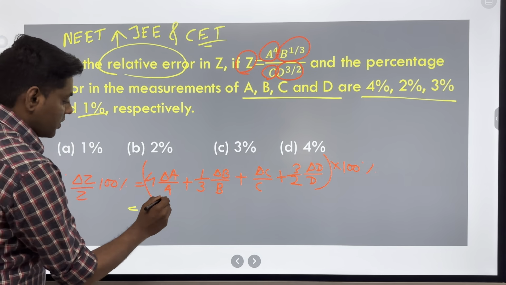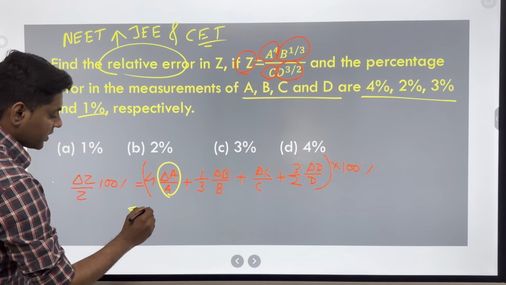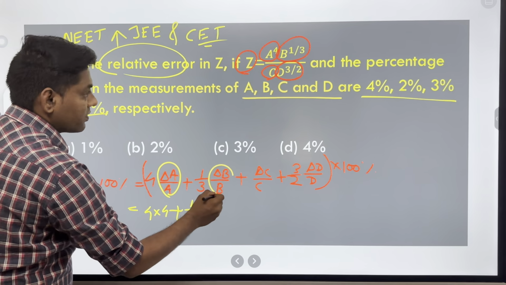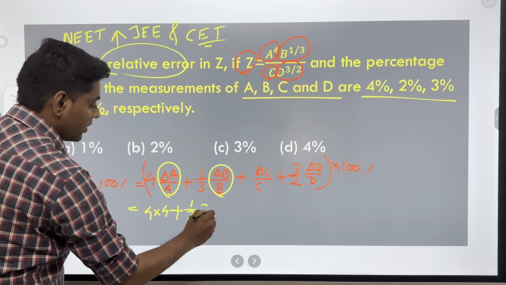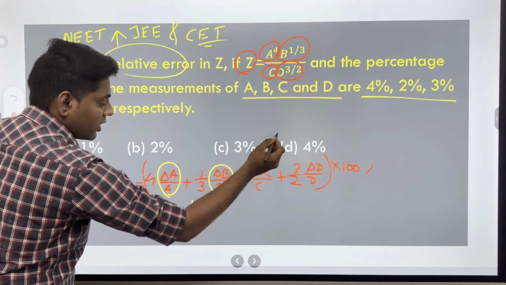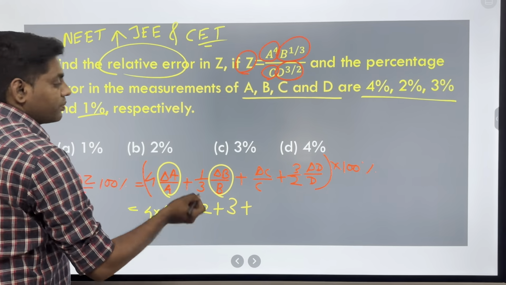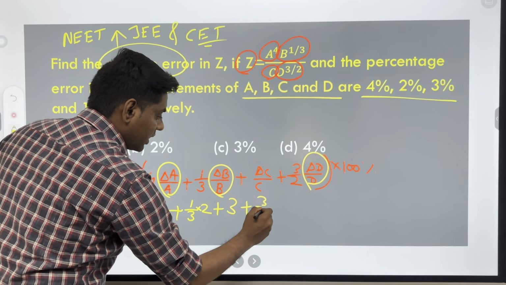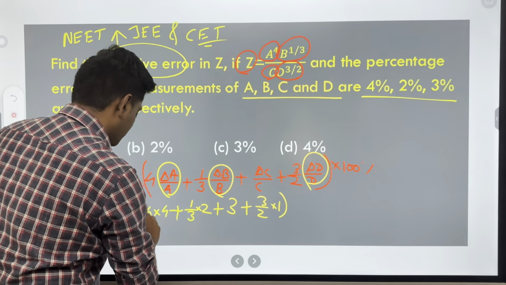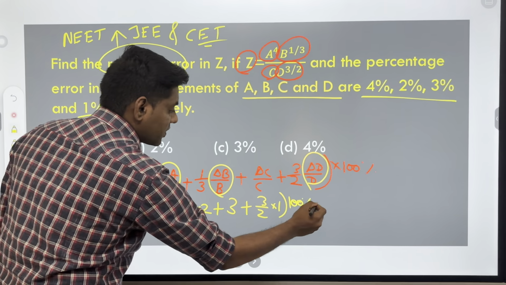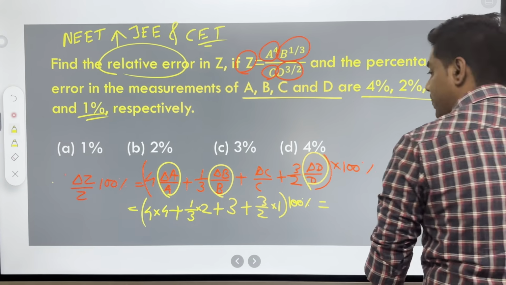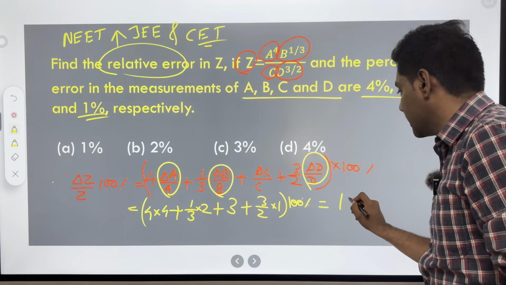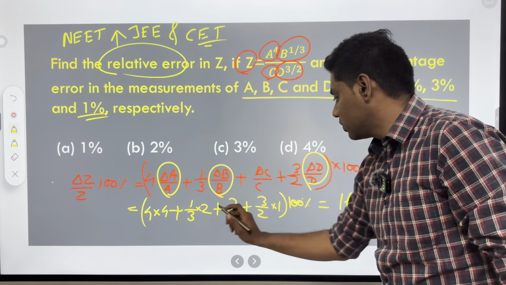Put the values. What is the percentage value of A? That is 4 percent, so 4 into 4, plus 1/3. The percentage value for B is 2. The percentage value for C is 3. The percentage value for D is 1, so 3 by 2 into 1. Bracket complete, percentage. So after calculation, what do we get? 4 fours are 16. Then 2 by 3.